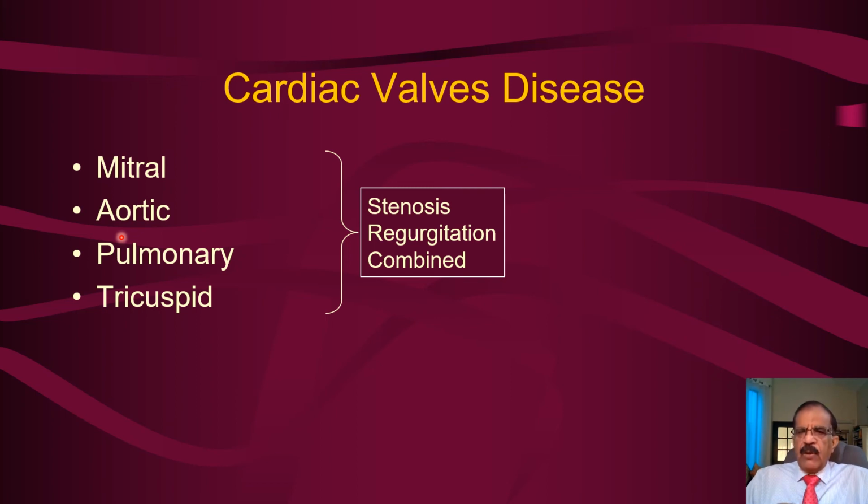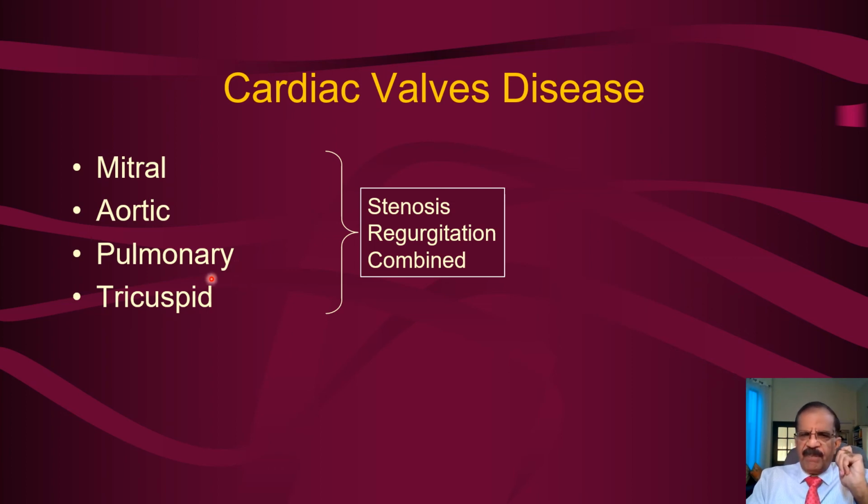And if they cannot open, or if they do not open properly, that is called stenosis. So any of the valves, mitral, aortic, pulmonary, tricuspid valve, may be stenosed. That means when they have to open, they do not open properly, or they do not open fully. And the second function of the valve is to close when it is not supposed to open. So it is supposed to remain closed.